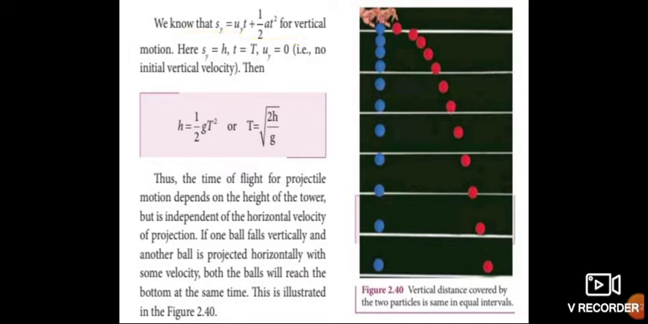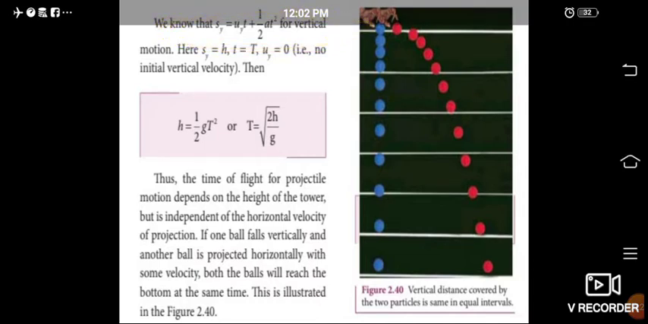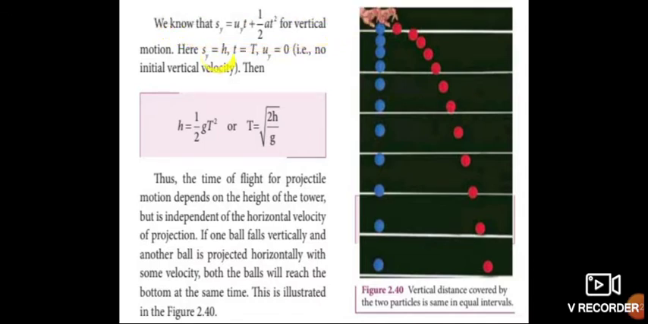We know that Sy is equal to u_y t plus half a t² for the vertical motion. This is a displacement. Here Sy is equal to h, that is, the height. t is the time taken for the projection. u_y is equal to 0, since initially the particle has no vertical velocity. So we can write h is equal to half g t², so t is equal to root of 2h divided by g. Already we discussed. So from this we know that the time of flight depends on the height and is independent of the horizontal velocity of the projection.